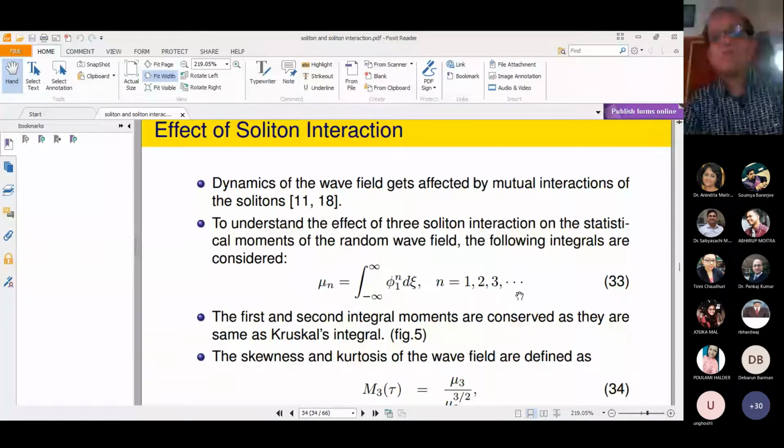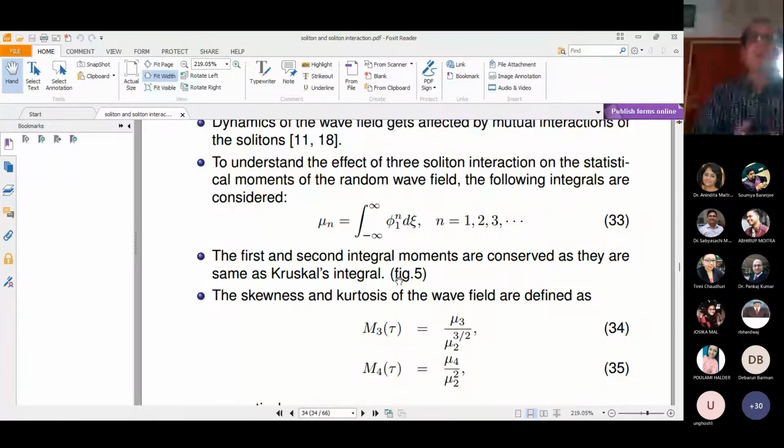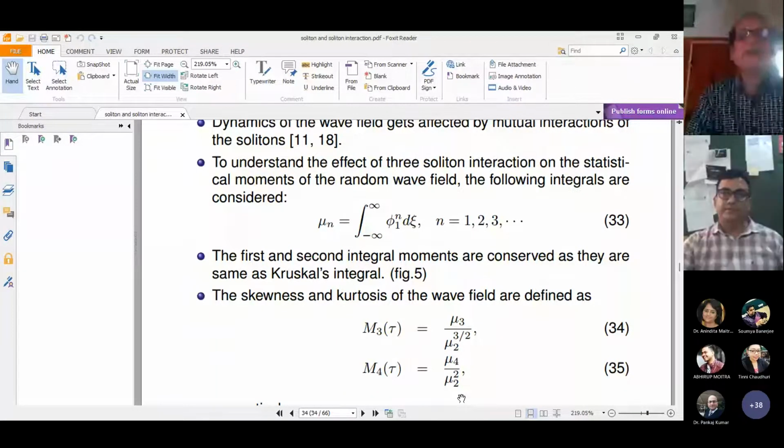But to understand the effect of soliton interaction on the statistical moments of the random wave field, the following integrals are also considered. These are moments, statistical properties of the wave field like mean, median, mode, standard deviation, skewness, kurtosis, etc. These are very important to study any statistical wave field. And we have seen that skewness and kurtosis, these two parameters, play an important role in finding the disturbance of the medium, making the medium a little bit turbulent.